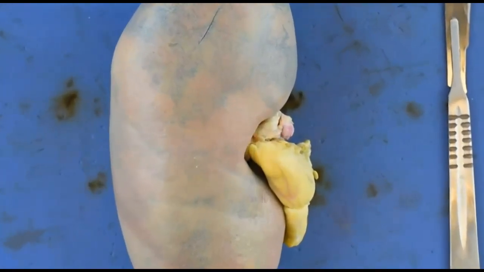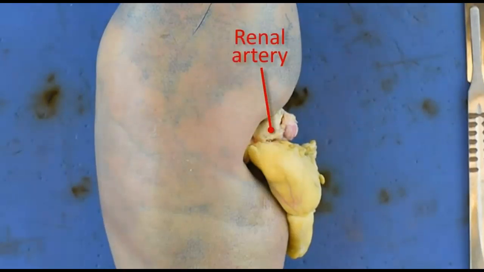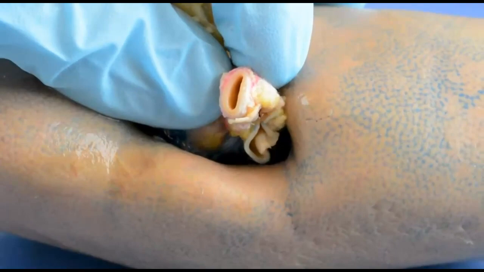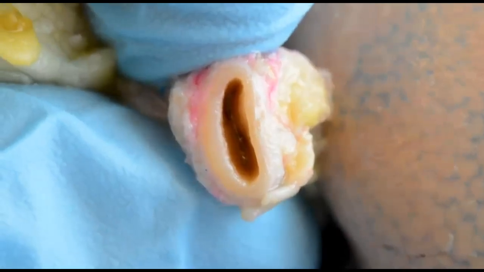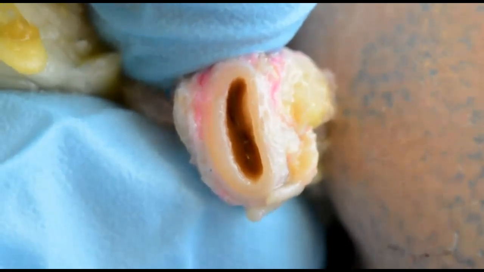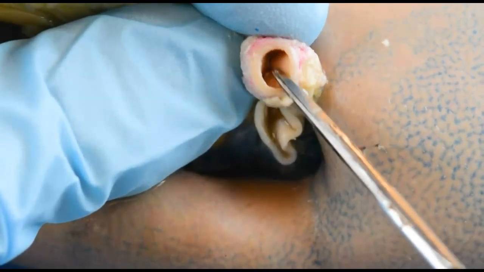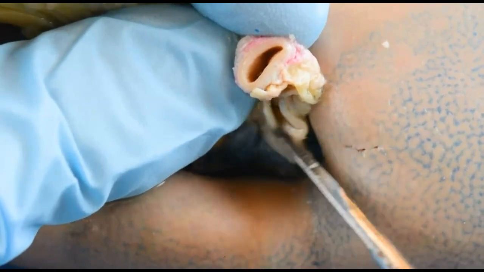The first thing we want to look at externally is the renal hilum. This is the medial recess of the kidney where three tubes are connected: the renal artery, renal vein, and the ureter. How do you differentiate between the renal artery and the renal vein? Well, the renal artery has a lot more smooth muscle located in the tunica media. This is obvious when you touch the probe to the rigid wall of the artery versus the renal vein.